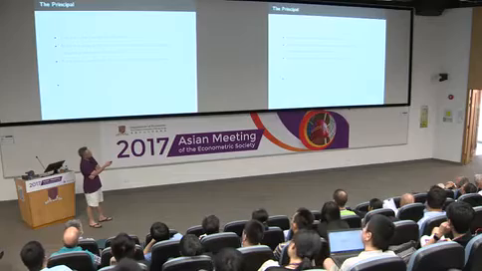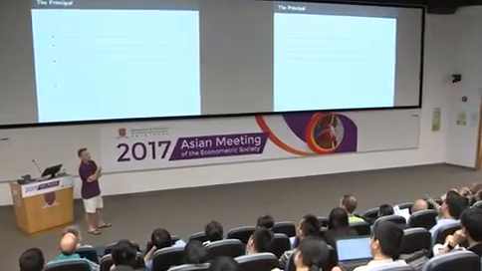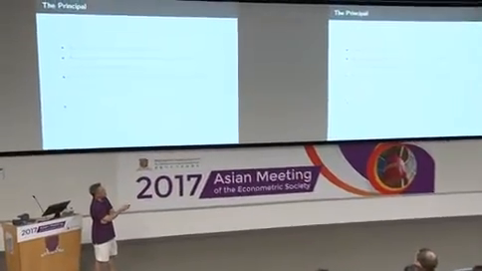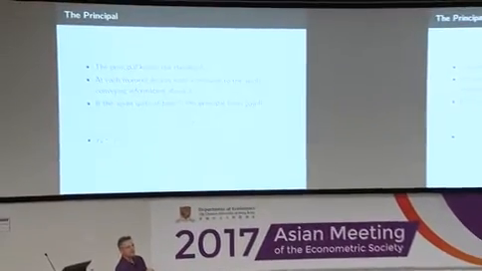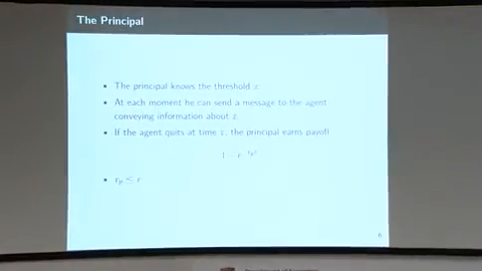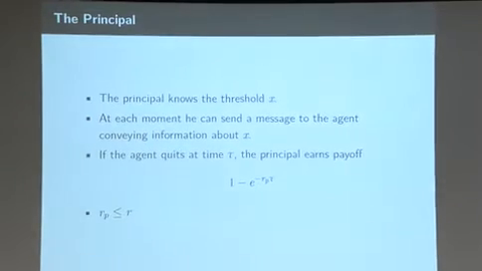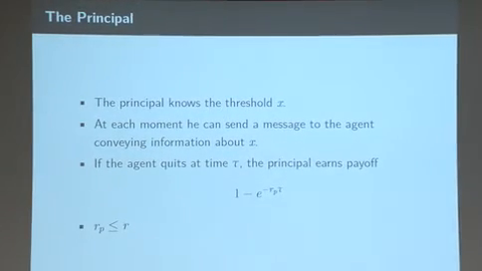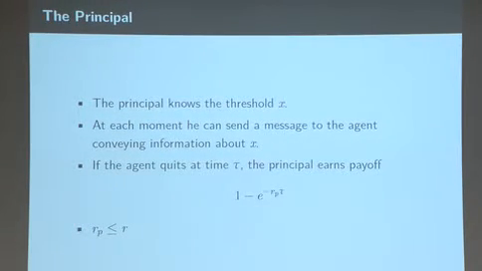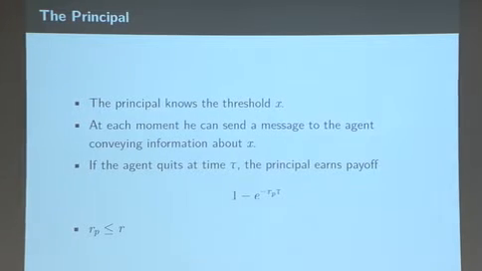So the role in this relationship for the principal is that he knows the threshold x. And he's going to design a policy of disclosing information about x over time. The principal just cares about output. So we're going to normalize the principal's value of the output of the agent to 1. And this is the accumulated output that the principal has earned if the agent quits at time tau. And we will consider the possibility that the principal's discount rate is smaller than the agent's, so that the principal might be more patient than the agent.